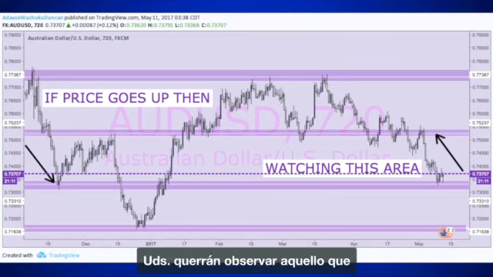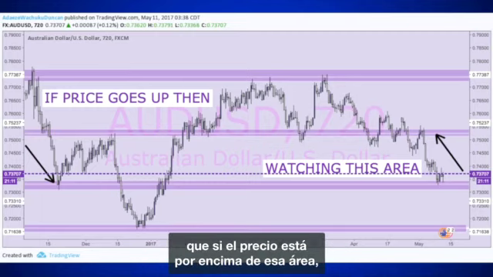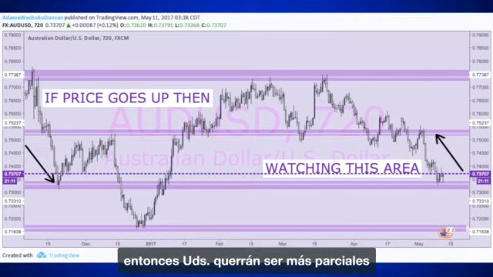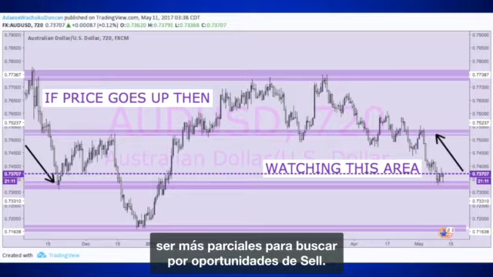You want to be looking at what price has done in the past to get an idea of what it could do in the future. Okay. Also keep in mind that if price is above that area, then you want to be more partial to looking for buys. If price is below, then you want to be more partial to looking for sells.